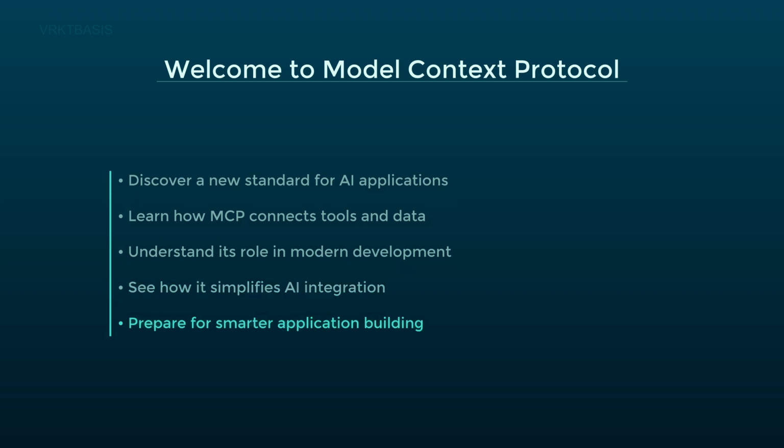Now, we prepare for smarter application building. Think about how you currently add AI features. It often involves complex coding for each model. With MCP, that complexity is abstracted away. You can design applications that intelligently switch between different AI services based on needs, like using one for text and another for images, all through a single, streamlined protocol.